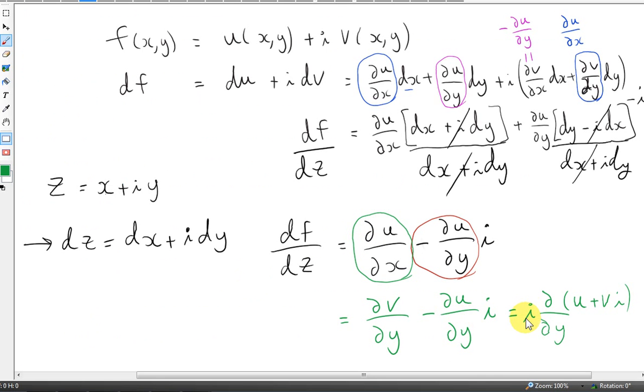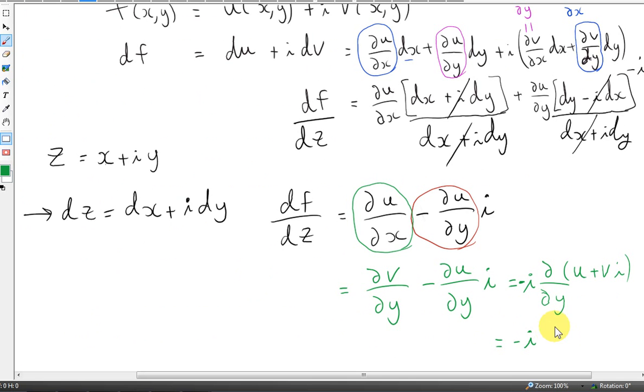We can factorize out i, and if you check this, you have i times du/dy. Actually, it's minus i times du/dy that will give us this term here, and then we have minus i times the derivative of v times i. Well, the i is just a constant that can come out, so that gives us minus i squared times dv/dy. But minus i squared is the same as plus 1.